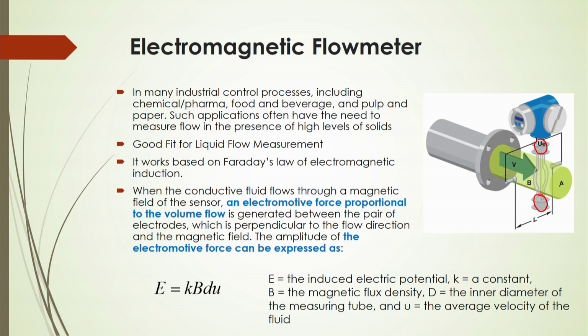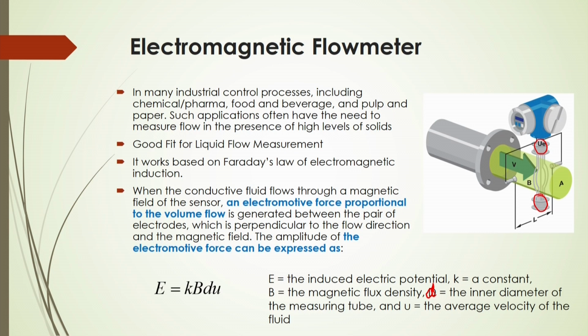And B is the magnetic flux density, and d is the inner diameter, you can say this is small d. d is the inner diameter of the measuring tube, and U is the average velocity of the fluid. So, once you know the electromotive force, or you can say the induced electric potential, then you will be able to calculate the velocity of the fluid.